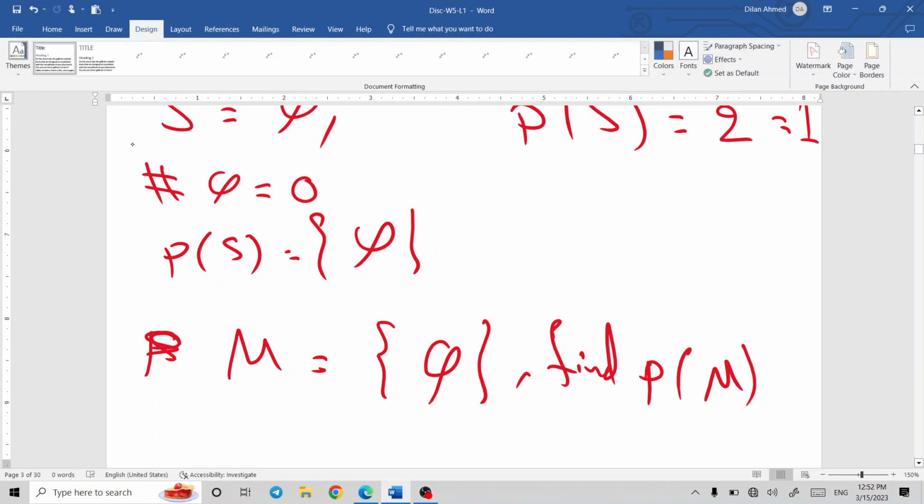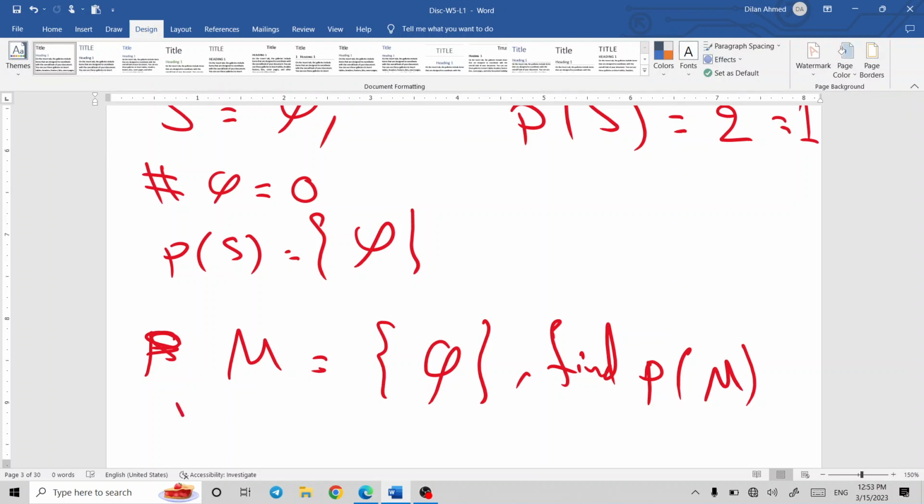Do you have one? How many elements in M? Just tell me. One empty, right? We say that we have one, because we have a folder with nothing, so we have one. And 2 to the power 1 will be 2.